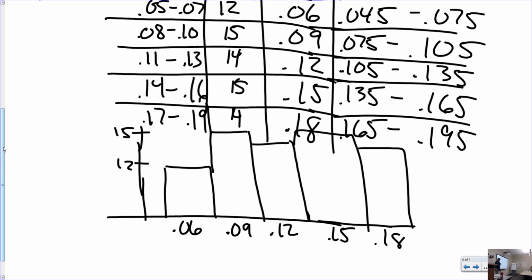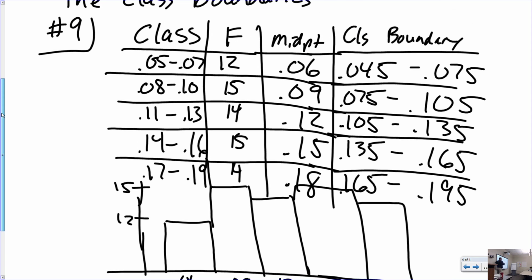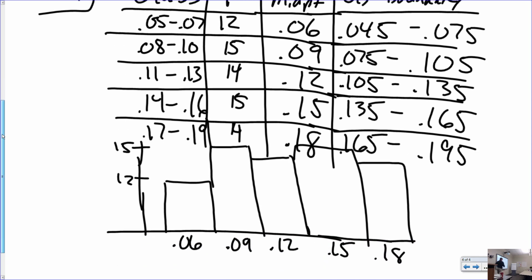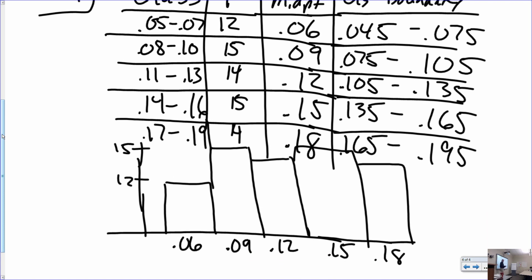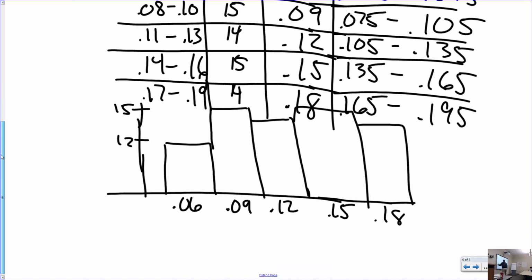The other way to do it is instead of using the midpoint, what can I use? The class boundaries. Where would I write the class boundaries? At each edge of the graph, right? I would say, oh, this line is 0.045. This line is 0.075. This line is 0.105, 0.135, 0.165, 0.195. And you can do either one. You can either use the midpoints or you can use the boundaries. Usually they don't use both because then it gets a little too cluttered along the bottom of the graph.